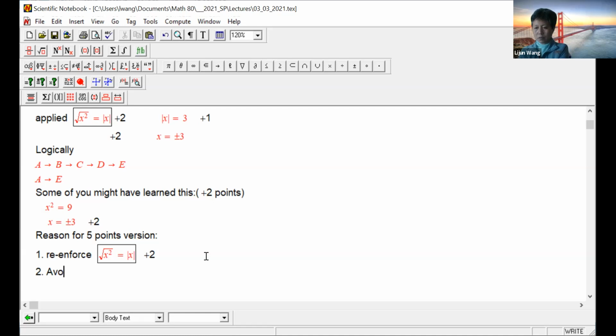Secondly, avoid mistakes, a variety of mistakes, such as this. Avoid mistakes such as square root of 9 equals plus or minus 3. Avoid mistakes such as these. So there are 2 reasons for this. Do you guys follow me?